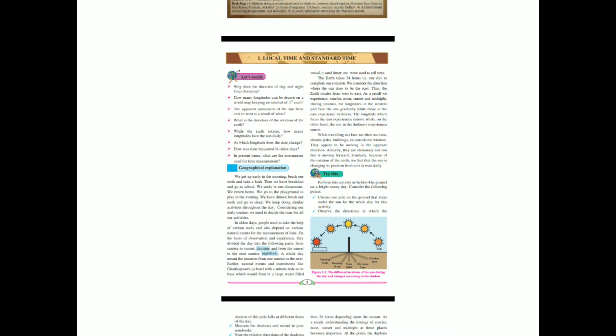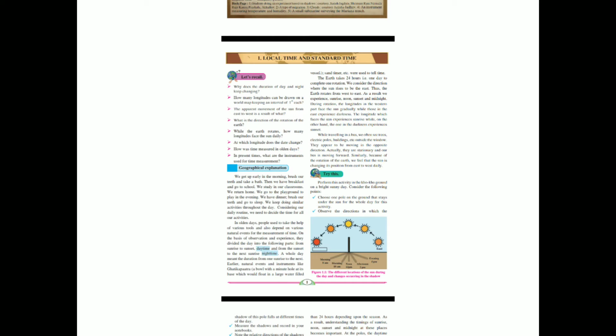Now, first question, let's recall. Why does the duration of day and night keep changing? Answer: the earth is tilted at an angle of 23.5 degrees, so the duration of day and night is always changing. Second question, how many longitudes can be drawn on a world map keeping an interval of 1 degree each? The answer is 360 longitudes can be drawn on a world map keeping an interval of 1 degree each.